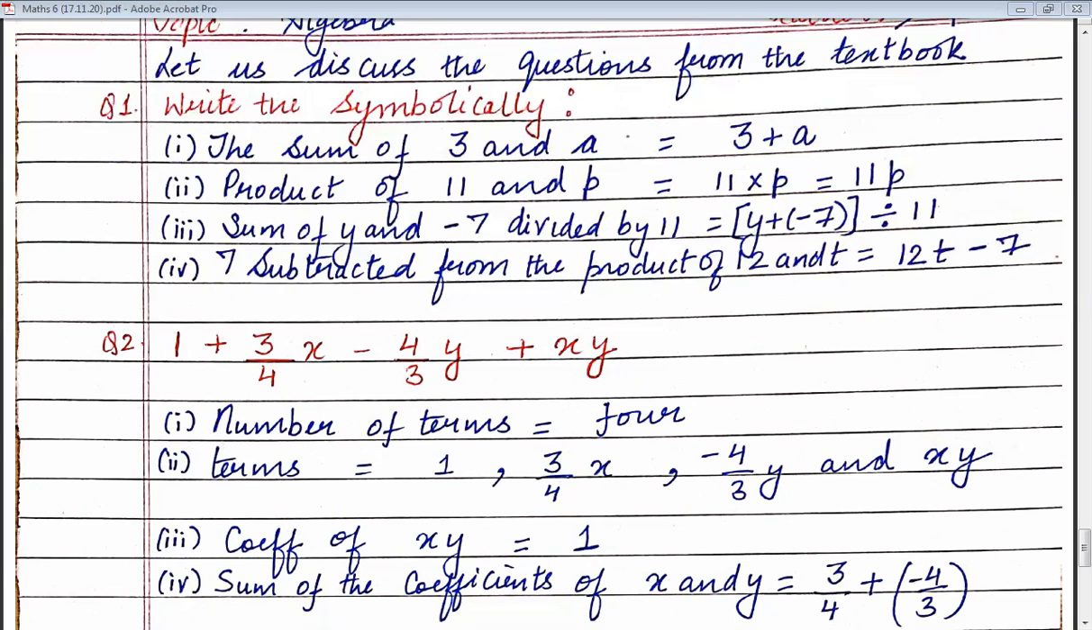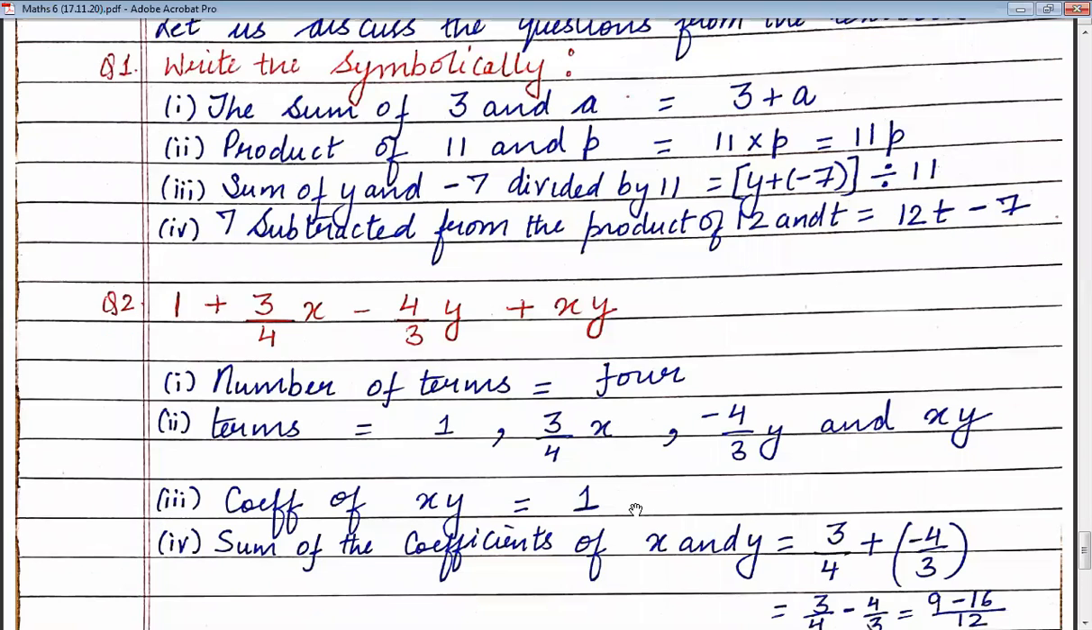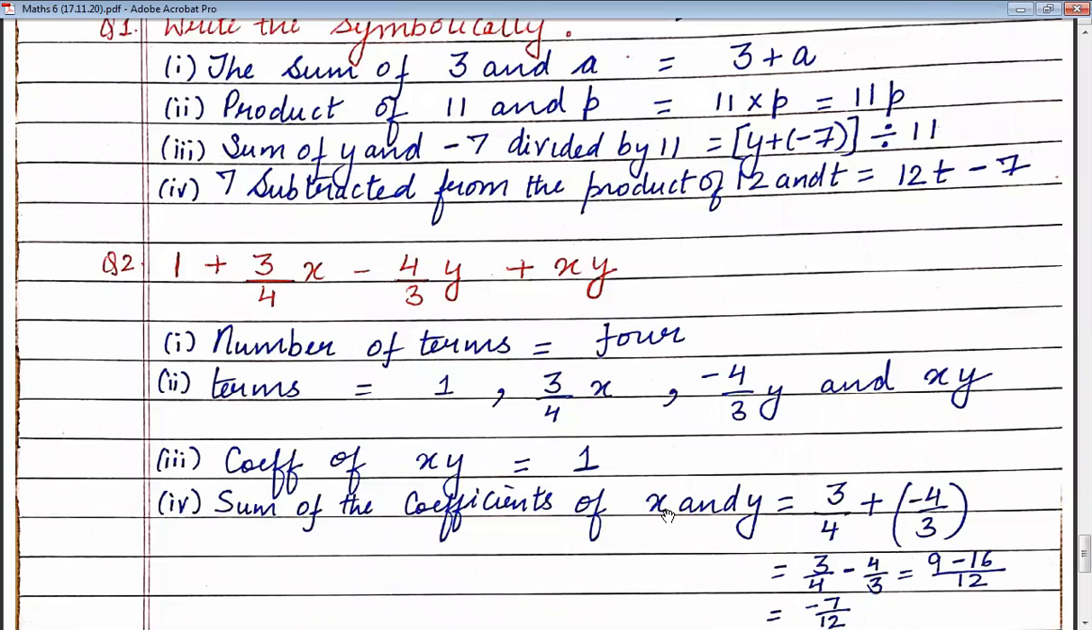Now find the sum of coefficients of x and y. Now children, can you see what is the coefficient of x? This is the second term. The coefficient of x is 3 upon 4. And what is the coefficient of y? That is minus 4 upon 3. Let's see one more time. Here, the coefficient of x is 3 upon 4 and the coefficient of y is minus 4 upon 3.